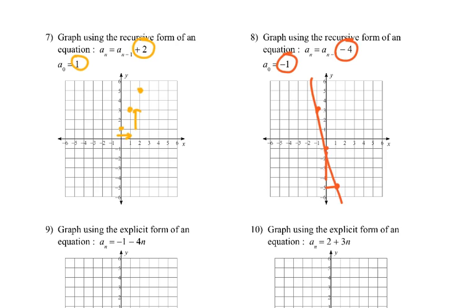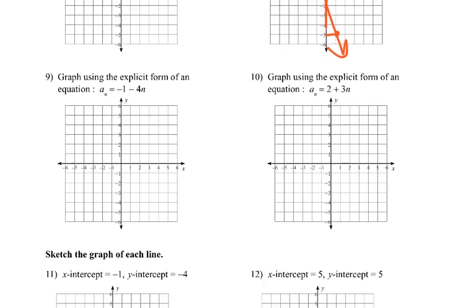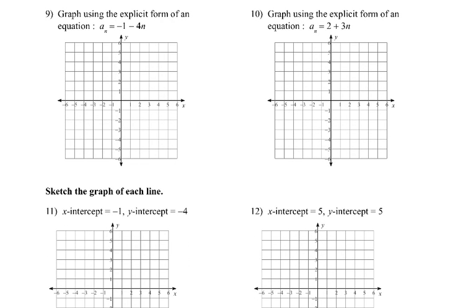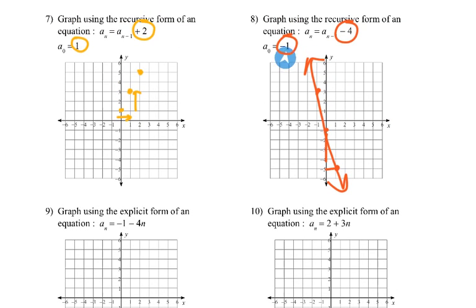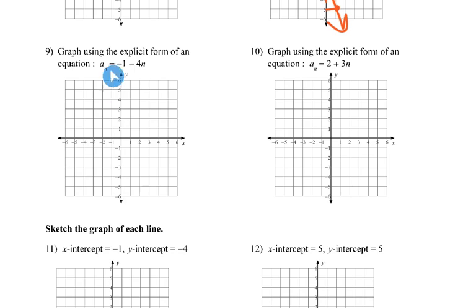And once again, if I really wanted to, I can draw a line. But on these first 8, where it's tables or recursive, I don't have to. Okay. Now, when I get more to these explicit equations, I do need to graph and draw the line. But just like up here, where we had our starting numbers and our growth, on the explicit form, we have our starting number and our growth.